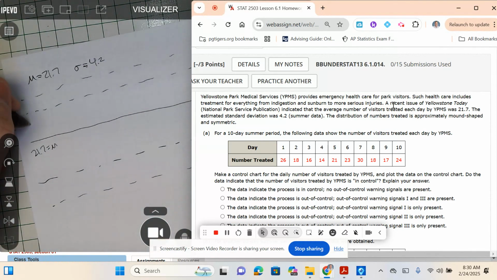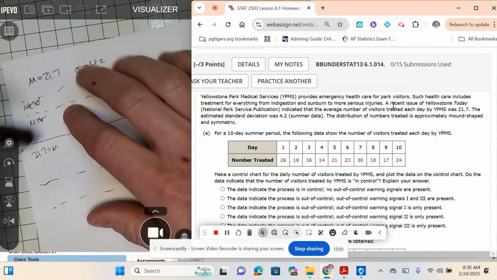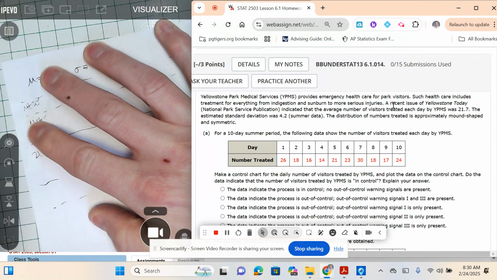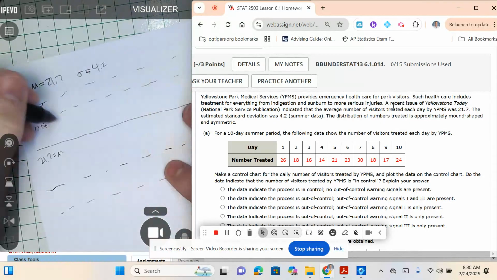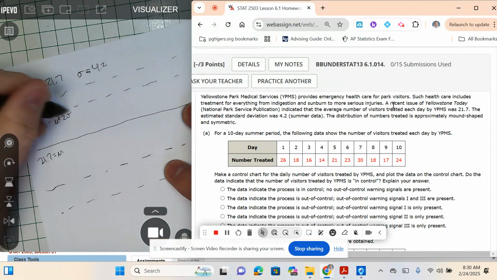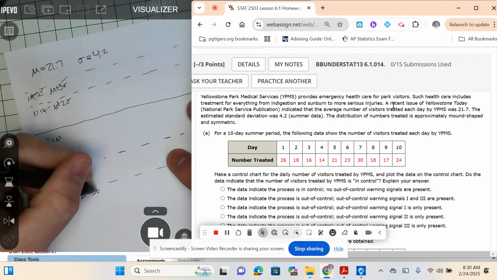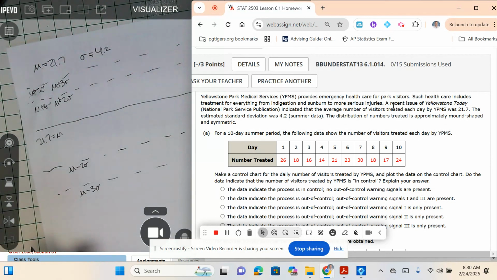Above is the mean plus two standard deviations, and the mean plus 3 standard deviations. Below, the mean minus 2 standard deviations, the mean minus 3 standard deviations. So I've got to figure these values out.